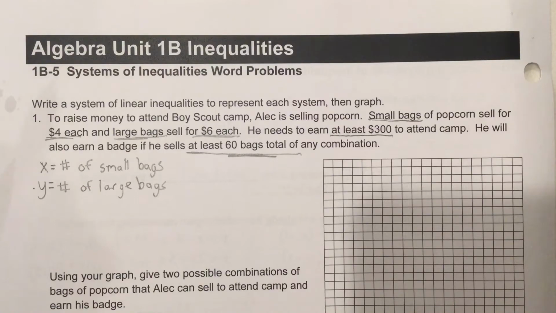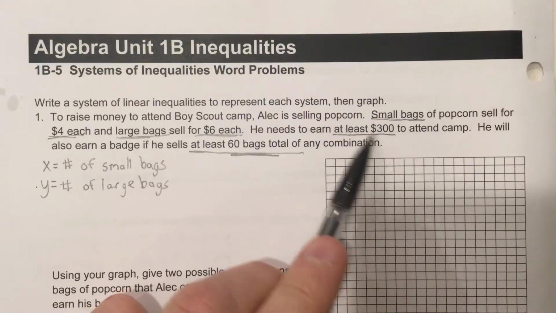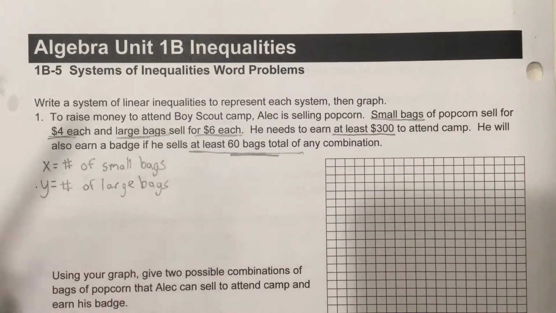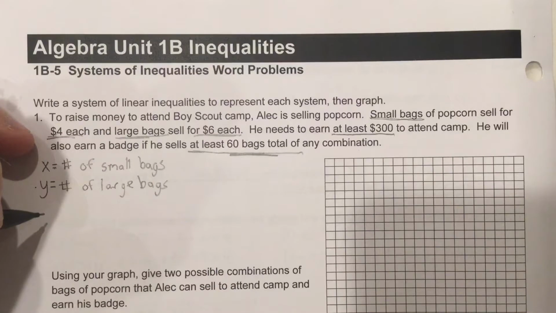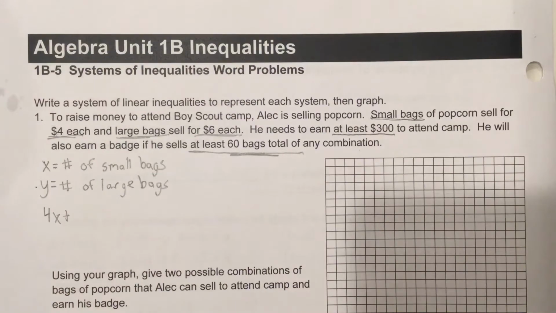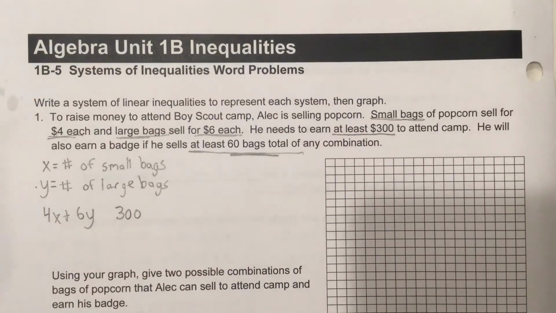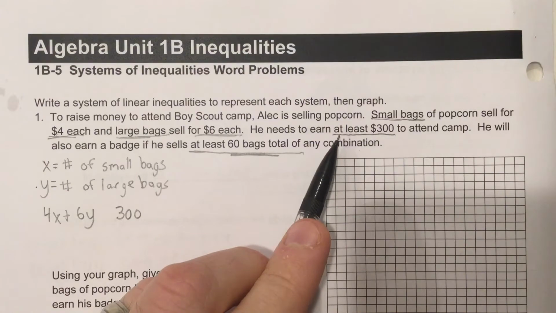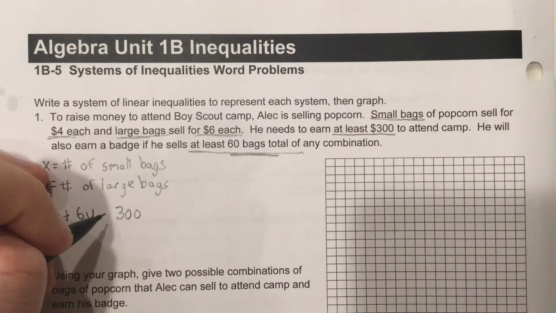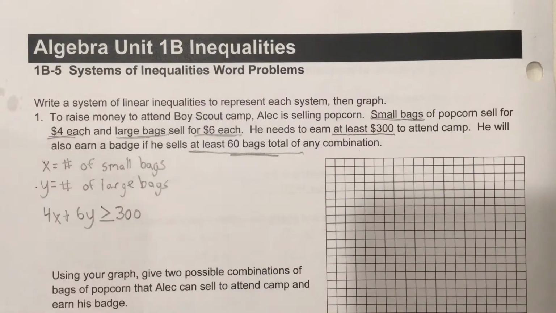And then we're going to write an equation or inequality for each of these. So the first one's going to deal with the money. So he wants to earn at least $300, and it's $4 for small, $6 times the large. So it's going to be 4x, 4 times the number of small bags, added to $6 times the number of large bags, which is y. And we know he needs at least 300, so putting a 300 there. Now, at least means it could be 300 or more. So therefore, I want greater than or equal to 300.